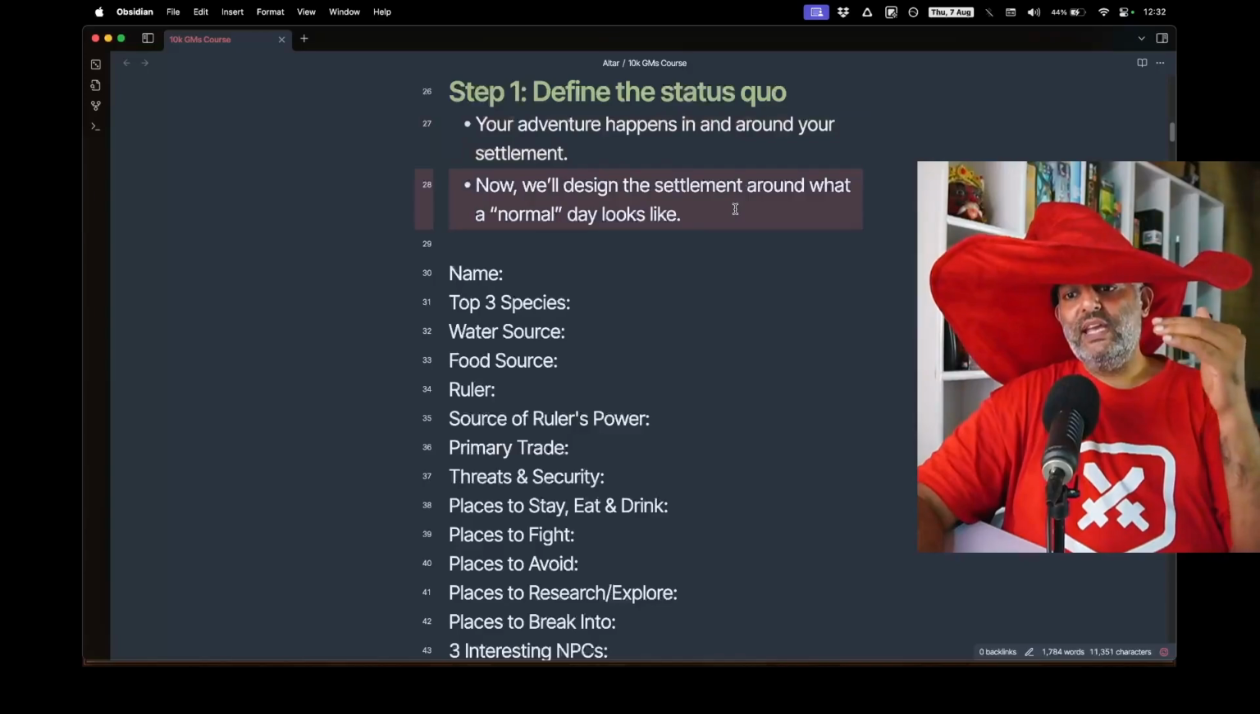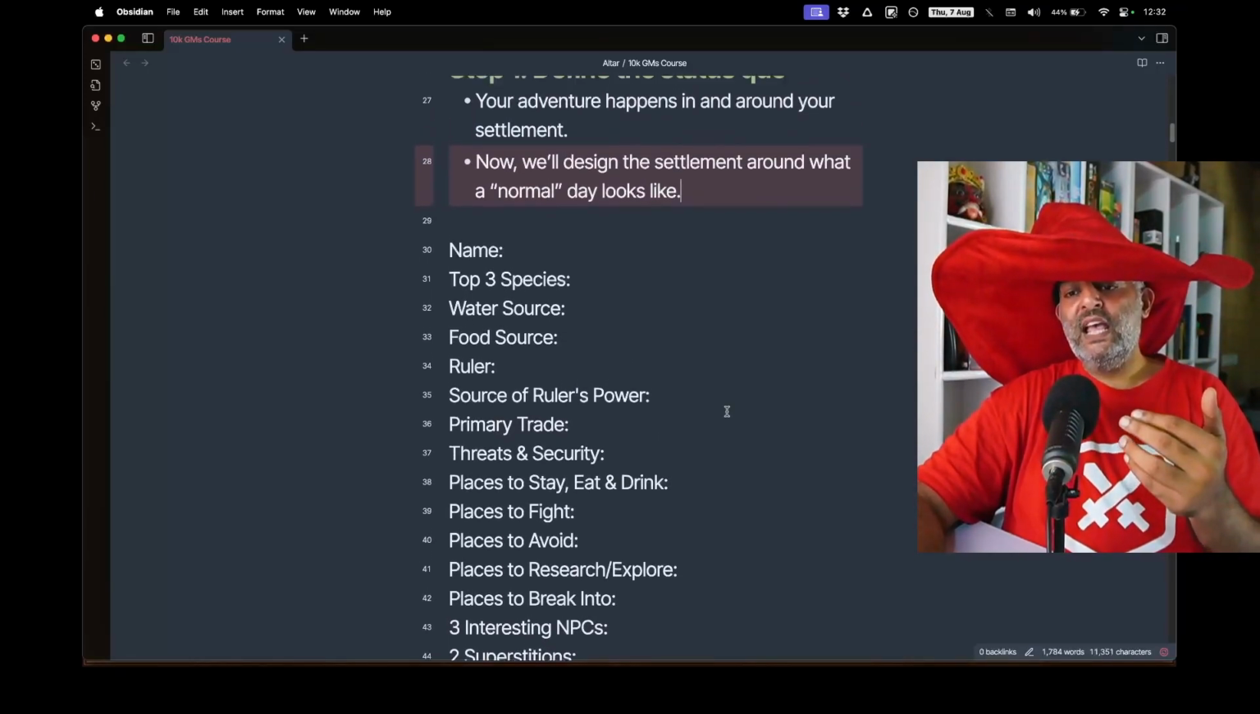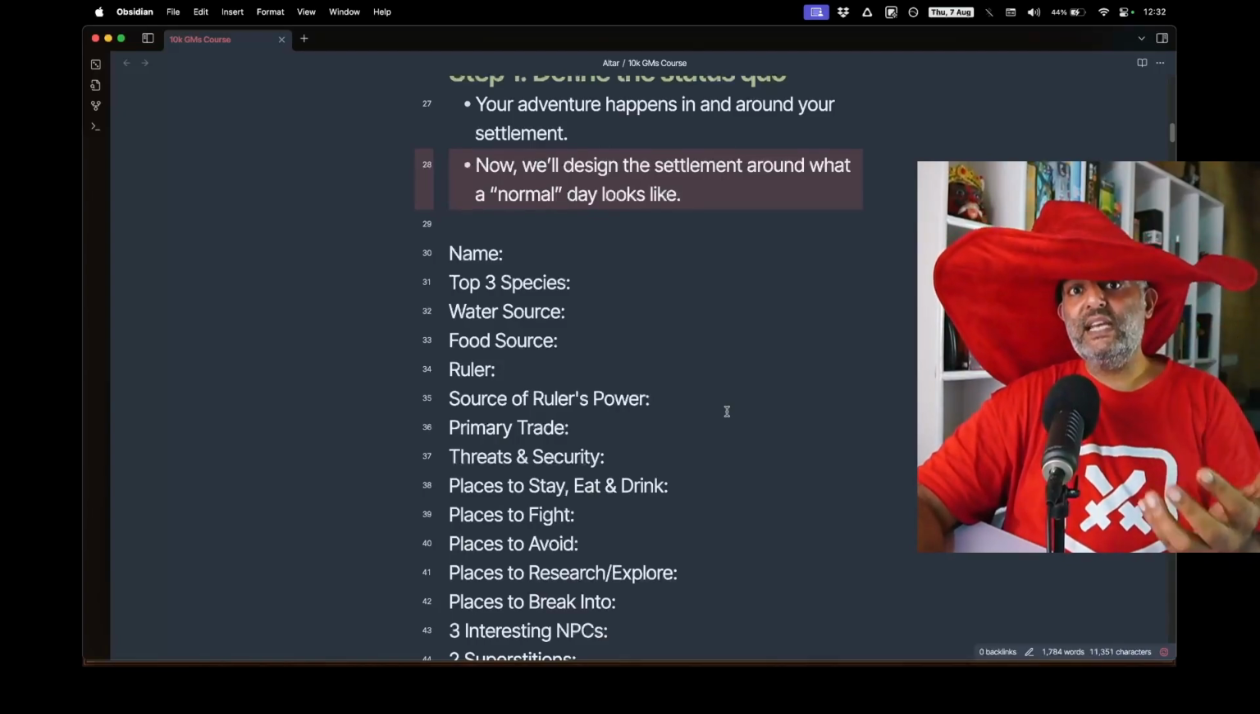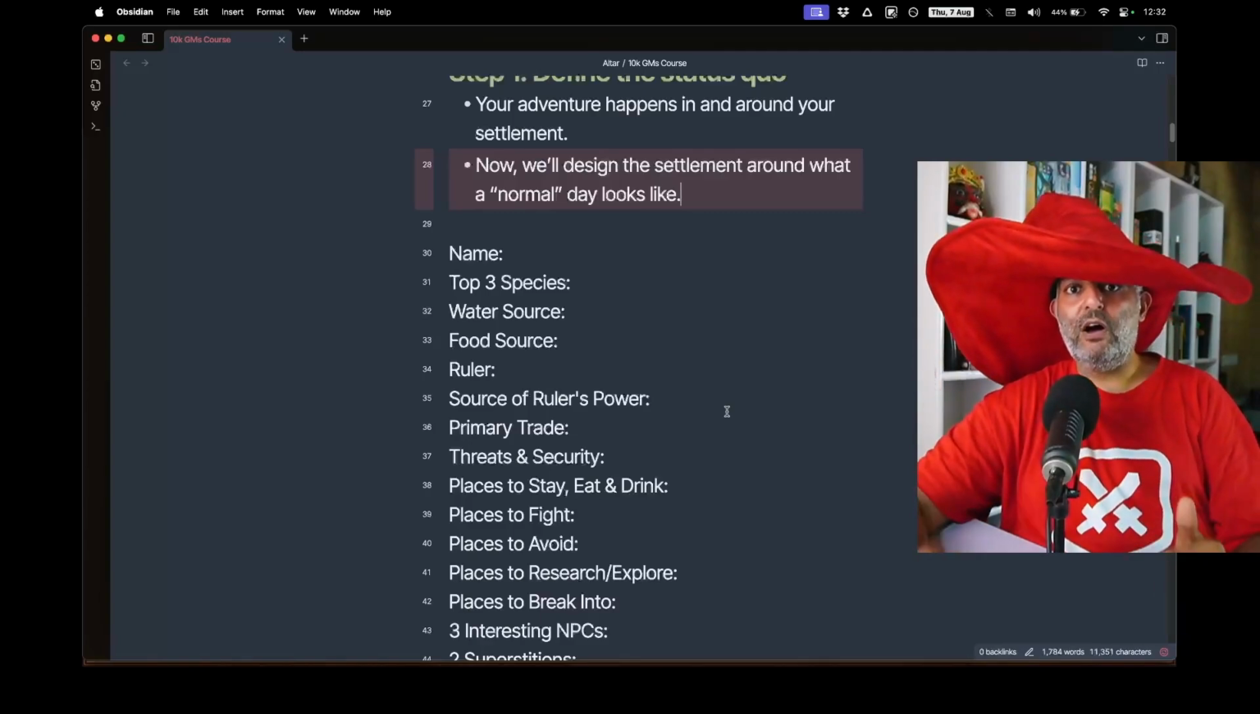And what we want to do, while we fill out these things that you see on screen, these are all the different prompts, is think about what a normal day in your settlement is going to look like, all right? Because in the next video, we're going to be taking one of these things and throwing them off whack.